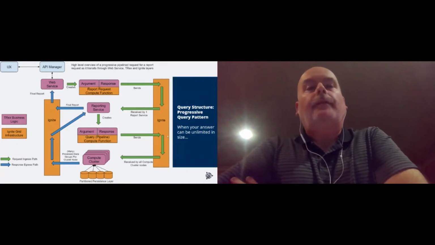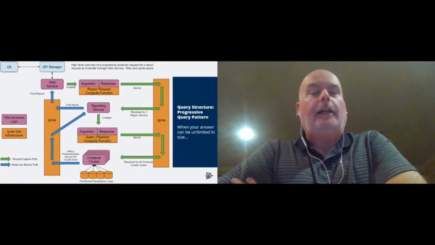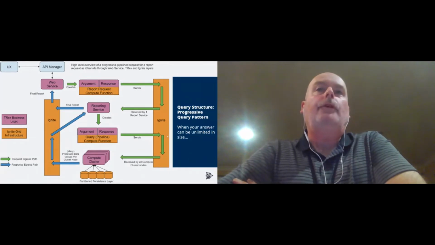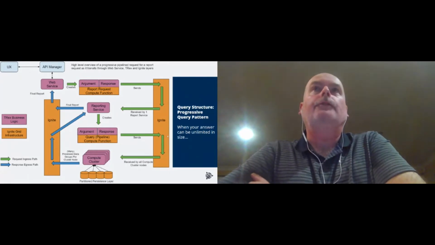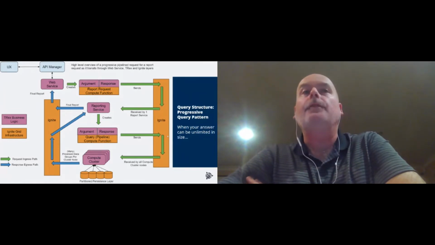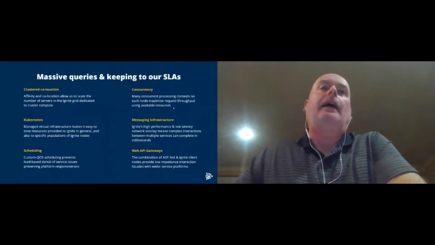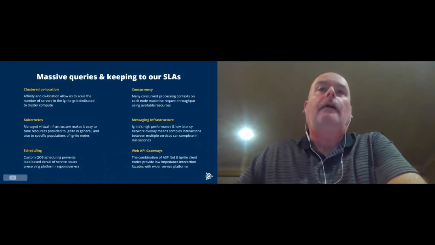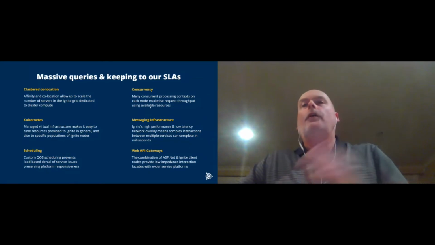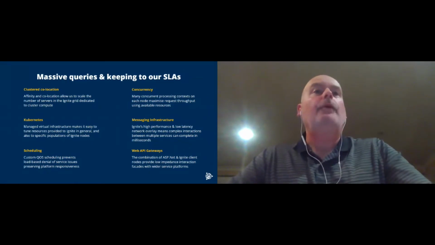So we talked a little bit about how some of our queries can be very large, hundreds of thousands of keys, clusters of compute nodes required to compute the responses in parallel using map-reduce paradigms. And so these really are the kind of core aspects that allow us to keep to our SLAs. Clustered co-location is very much an Ignite staple.